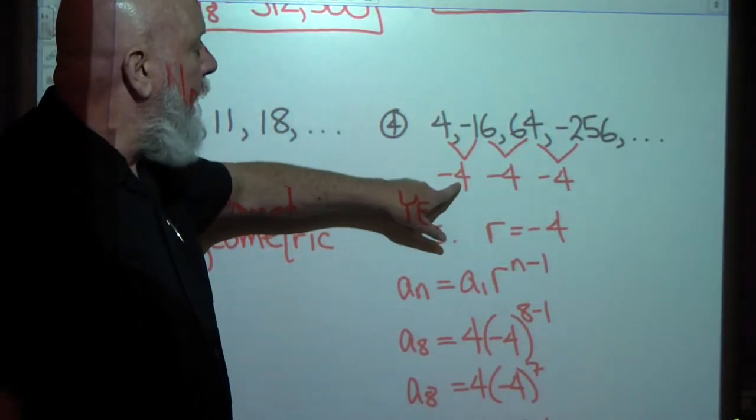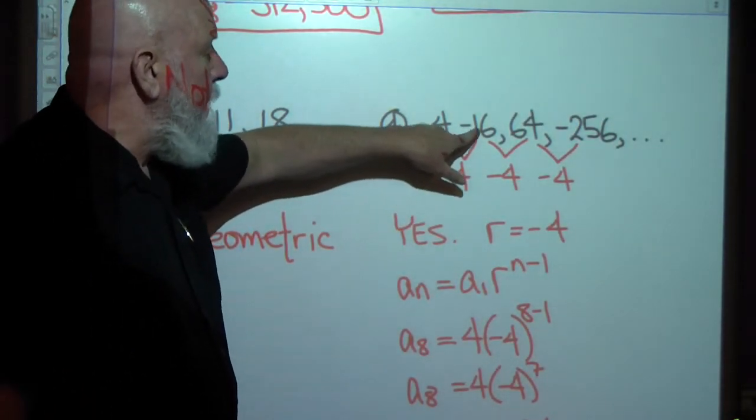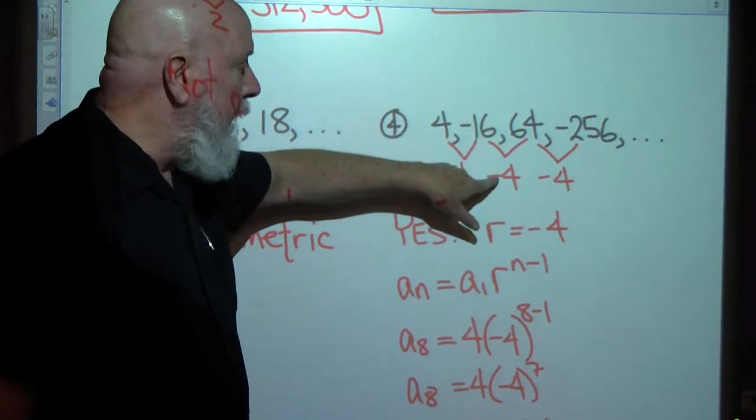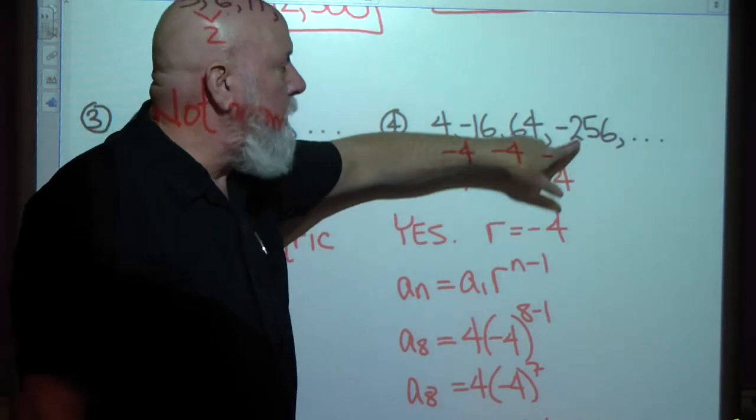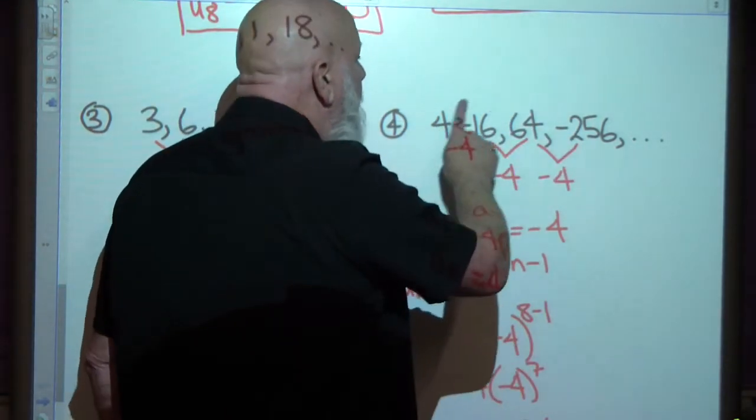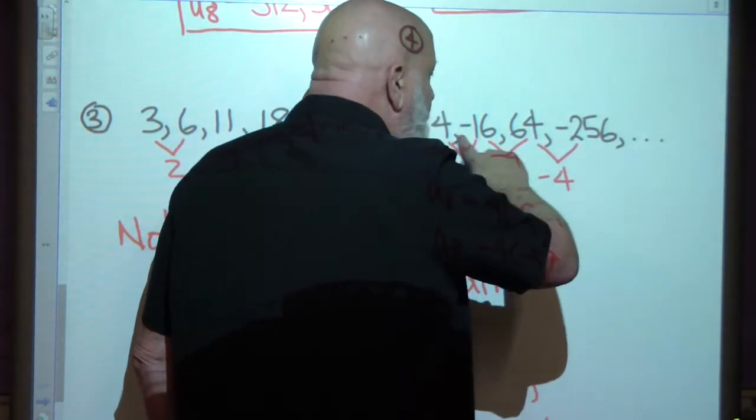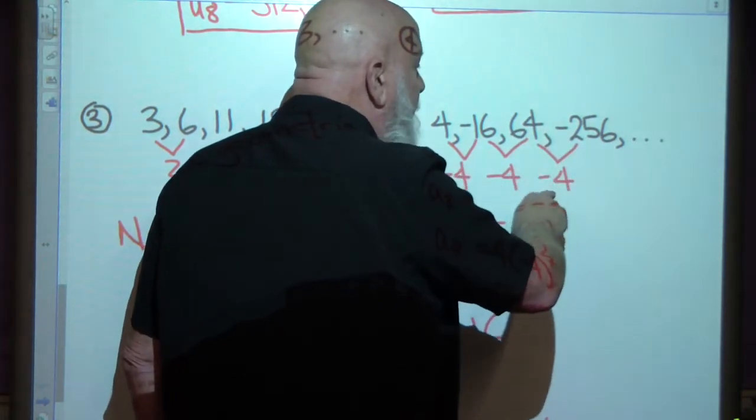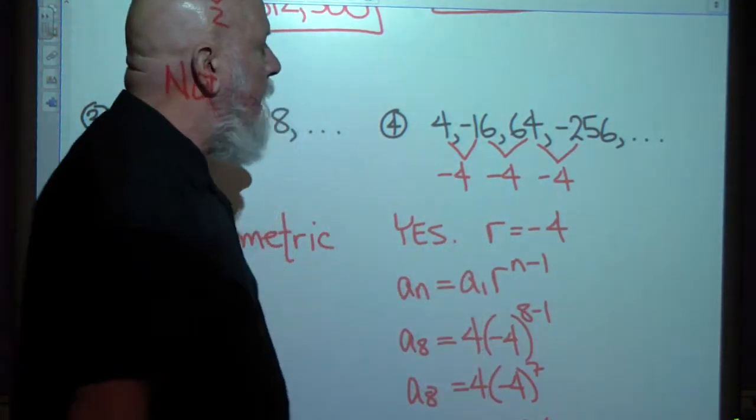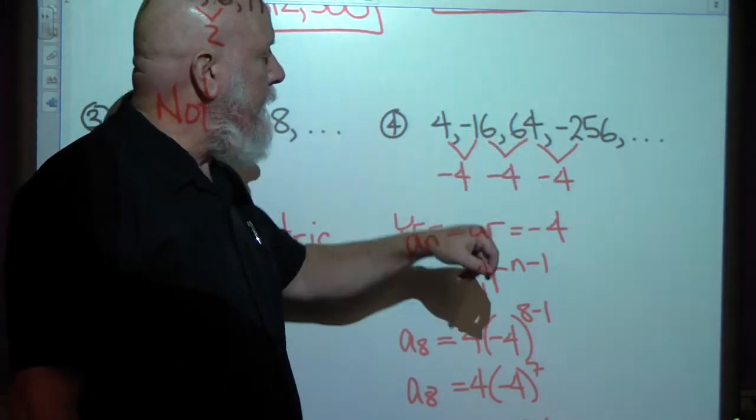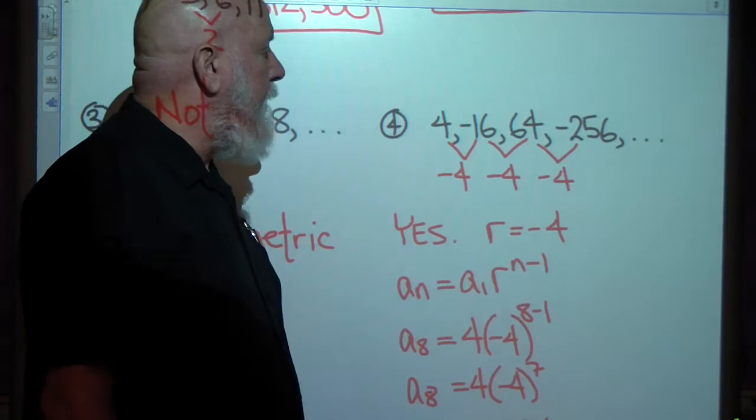I want you to look here. If my R is negative, 4 times negative 4 is negative 16. Negative 16 times negative 4 is 64, positive. Positive 64 times negative 4 is negative 256. So every time I'm multiplying one of the terms by negative 4 and getting the next term. So my terms are going to alternate in sign, and that's just fine. It's going to go positive, negative, because my common ratio is negative 4.